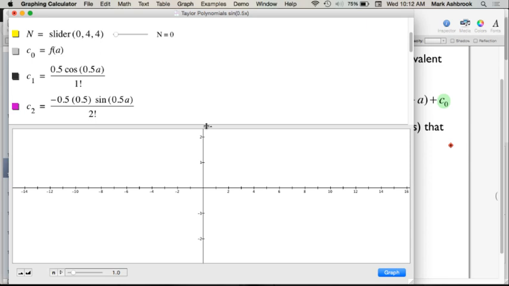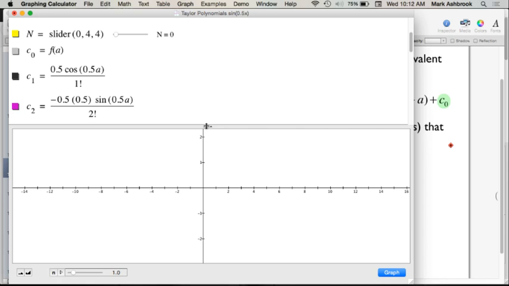Did I lose you? To get actual values for these, yes. In our case, a is 1. So if you just had 0.5 cosine of 0.5 over 1 factorial, that was right too. And if you have negative 0.5 squared times sine of 0.5 over 2 factorial, that's correct because a is 1. Our a is 1.